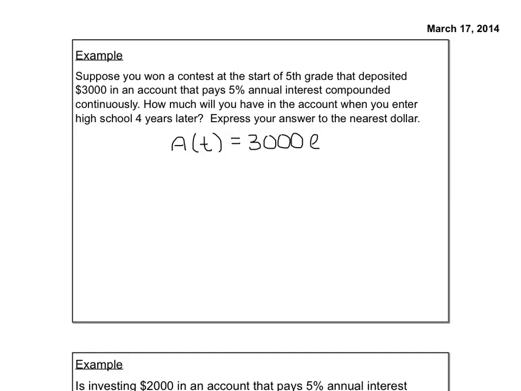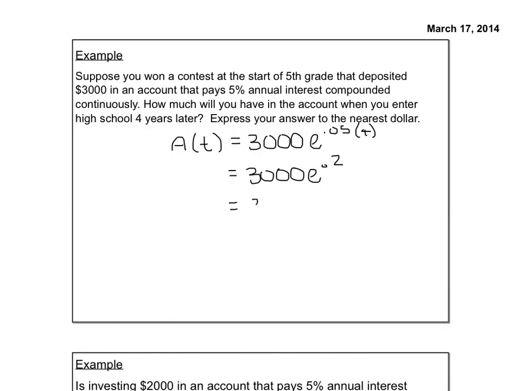And then again, E is a number. And then our rate is 0.05 and the time is 4. So I always multiply that rate and time together in the exponent. So that's 0.2. Then I do E to that exponent, so E to the 0.2.